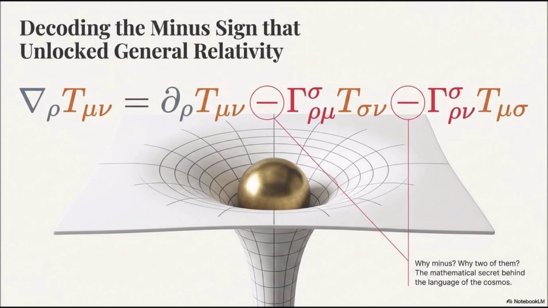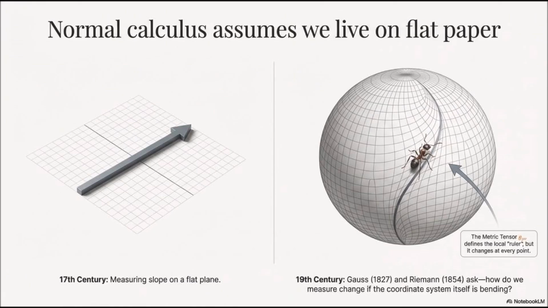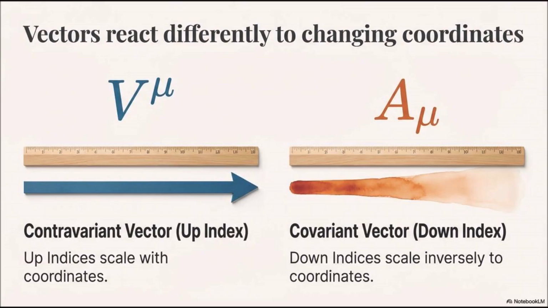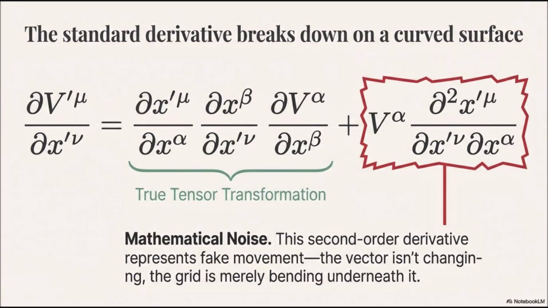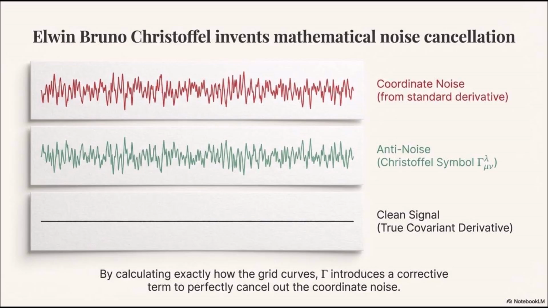The text refers to the metric tensor as a ruler that dynamically changes its length depending on where you are in space. We need to unpack this thoroughly. Explain to me how a ruler can change its length. Think of the metric tensor, g sub mu nu, as the ultimate, localized instruction manual for measuring distance. In flat space, we have the Pythagorean theorem, a squared plus b squared equals c squared. That formula is a global rule. It works everywhere the same way.